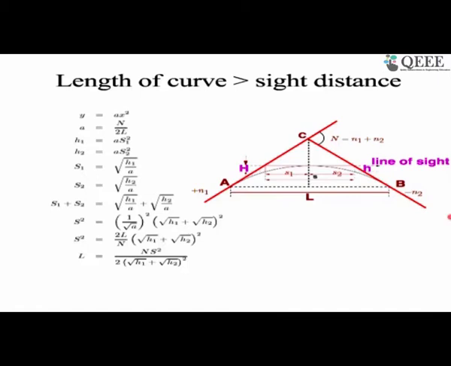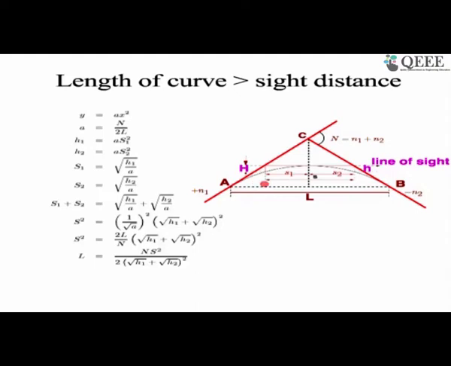As you know, the parabola equation can be well represented by y equal to ax squared. So y is in this direction and x is in this direction. And how do we find the a? The a value is nothing but the deviation angle N divided by 2L, which is the length of the curve. Here one thing you have to notice: in the vertical alignment, we measure the curve length along the horizontal distance, whereas in the horizontal alignment it was along the roadway. So when we say the length of the curve, it is actually this horizontal length.